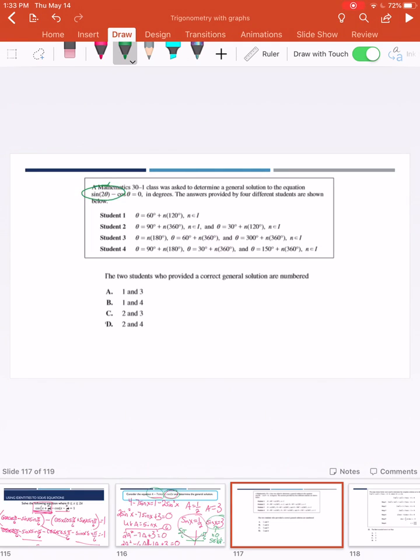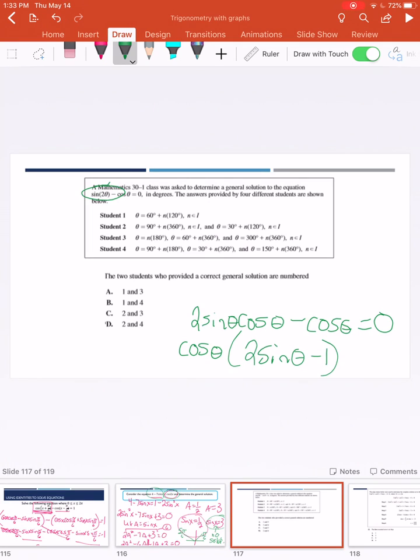So this time we have a sine double angle. So I'm going to replace that with, I know sine 2 theta is the same as 2 sine theta cos theta. So all I'm doing is using that double angle identity to help me solve. So now that I've done that, this one's pretty easy to factor. I can just factor out a cos theta. And then I'm left with 2 sine theta minus 1. And then solve for each factor. So I have cosine theta equals 0 as my first factor, and 2 sine theta minus 1 equals 0 as my second factor. So I need to find all the angles where cosine equals 0.